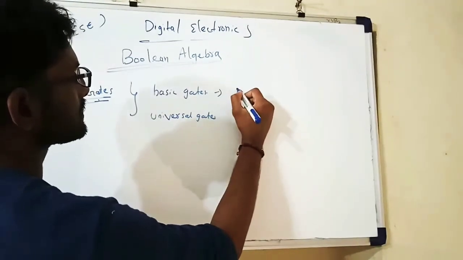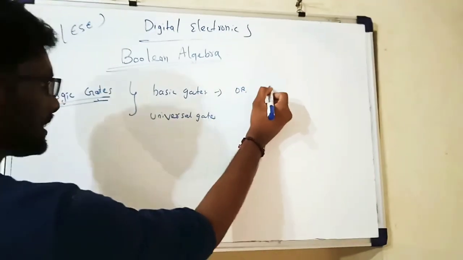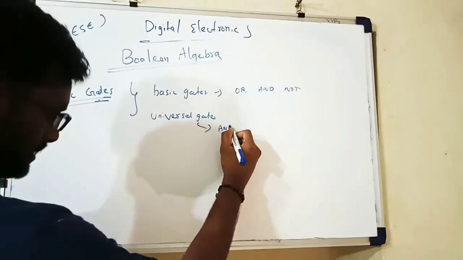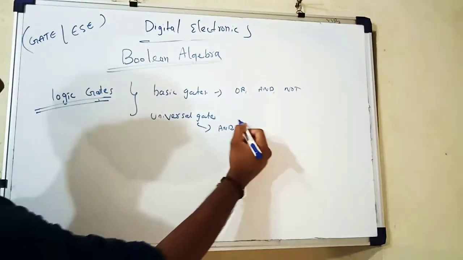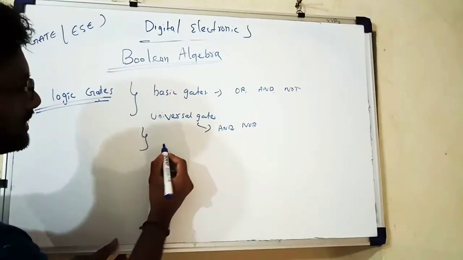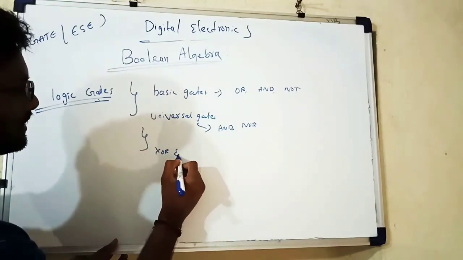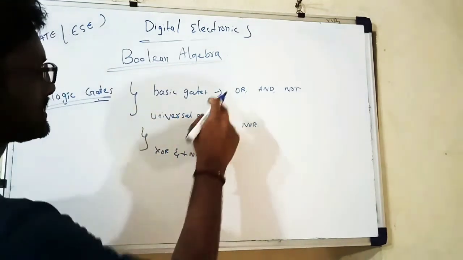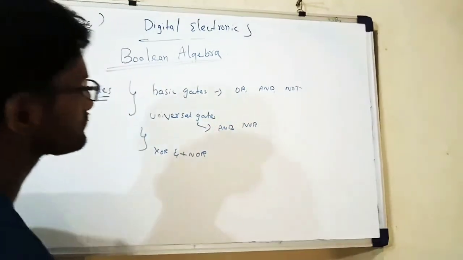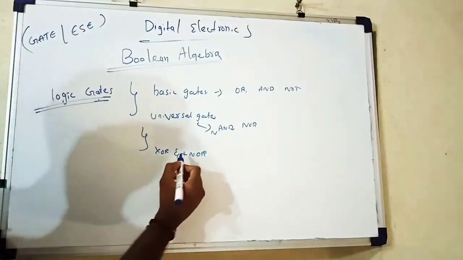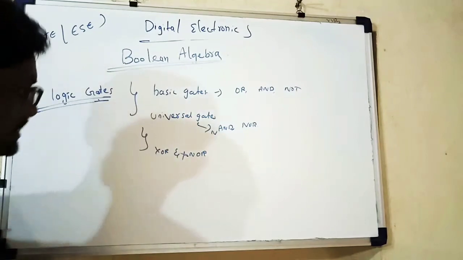Here, these basic gates are nothing but AND, OR and NOT. Universal gates are nothing but NAND and NOR. Apart from this, there are also two gates which are XOR and XNOR. These are the basic gates, these are the universal gates, and these are the remaining gates, XOR and XNOR. Now we'll see one by one.